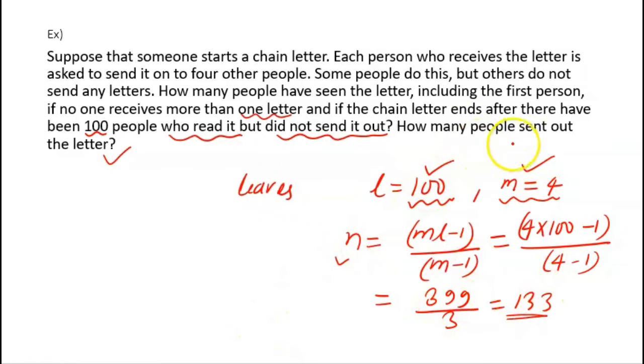And how many people sent out the letter? Out of 133, 100 are leaves. So those who sent out a letter are internal vertices. So the internal vertices i is equal to the total number of vertices, 133, minus the leaves, which is 33, right? So this kind of question may be asked, so you need to remember the result.